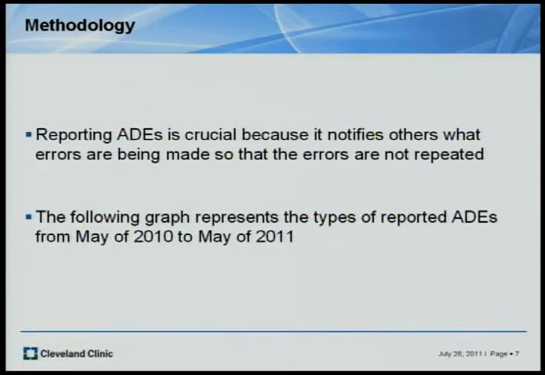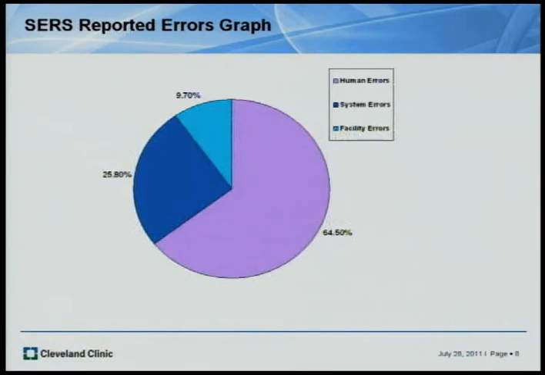Reporting ADEs is crucial because it allows others to not repeat any errors, which was said before. And the following graph demonstrates the types of errors that happen between the months of May of 2010 and May of 2011. As you can see, the majority of these errors are human errors, which is very common with most people, with most graphs like this.